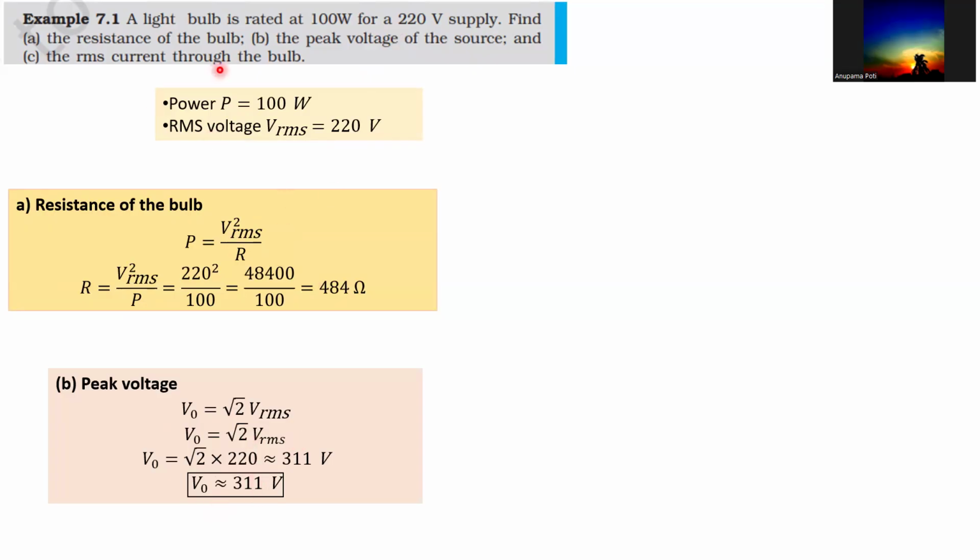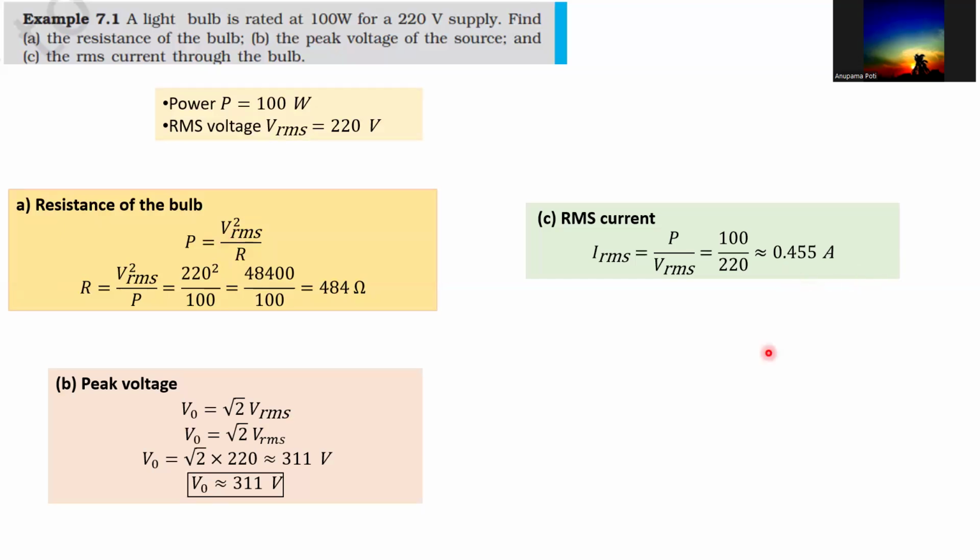Now RMS current. What's the relation between voltage and current? Yes, power P equal to V into I. IRMS equal to power divided by VRMS. Power is given as 100 watt. VRMS is given as 220. So we are getting the answer 0.455 ampere.